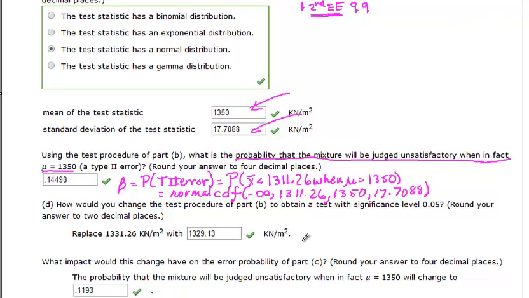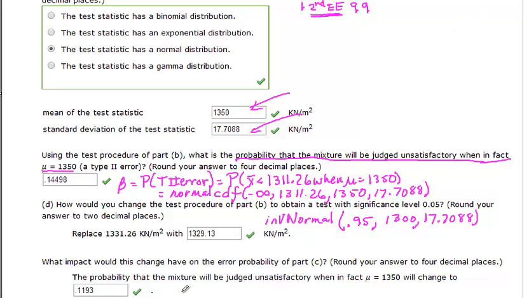On this next part, they're actually wanting you to give those mean values when given the area or the probability with this significance level of 0.05. So this is an inverse normal. To get those mean values, the area is 0.95. The mean is 1300. And my standard deviation is 17.7088. Crunch those numbers and you will get what is sitting there.